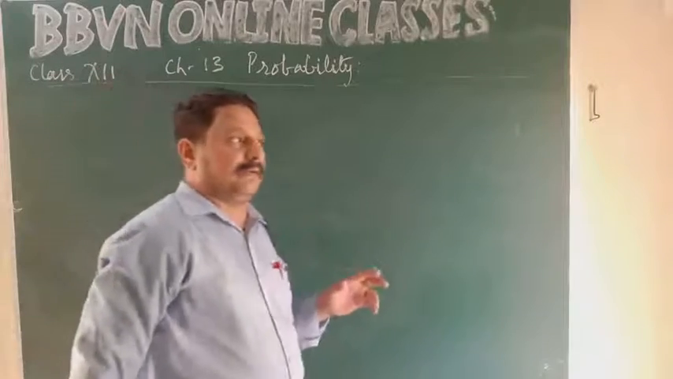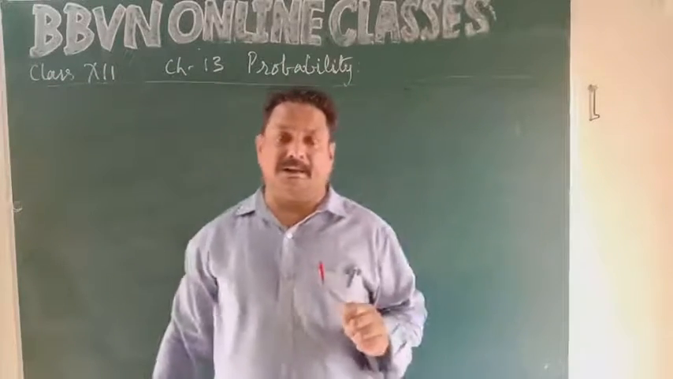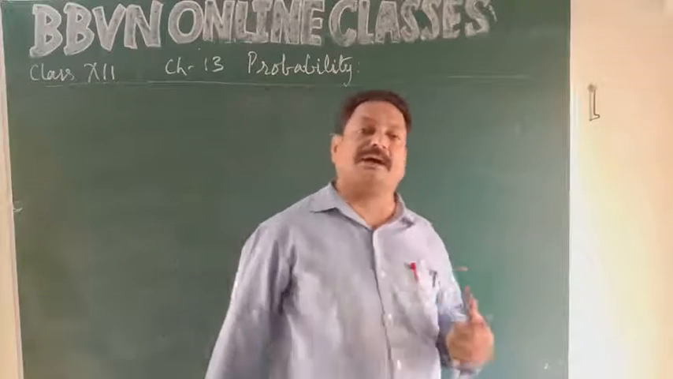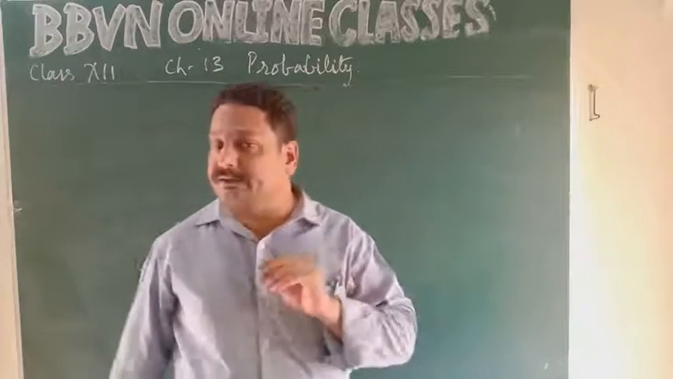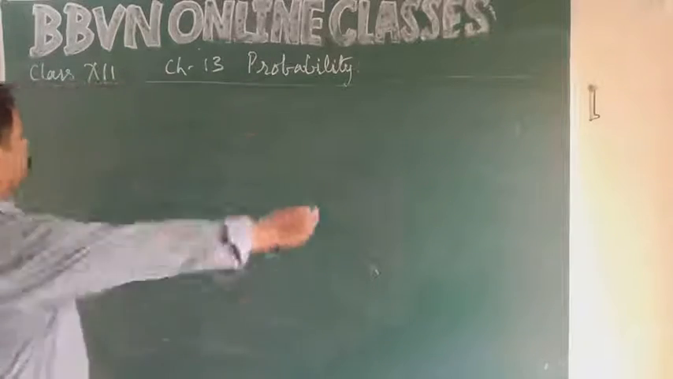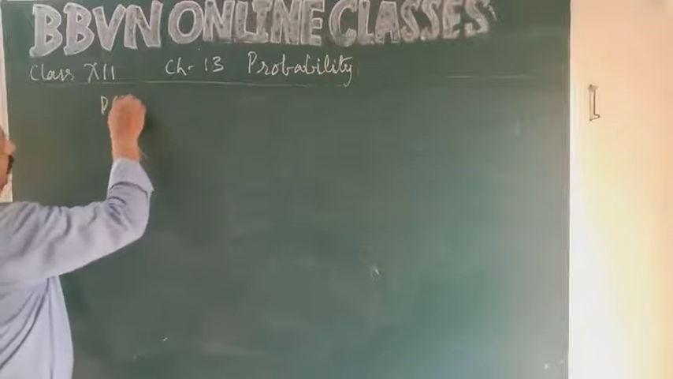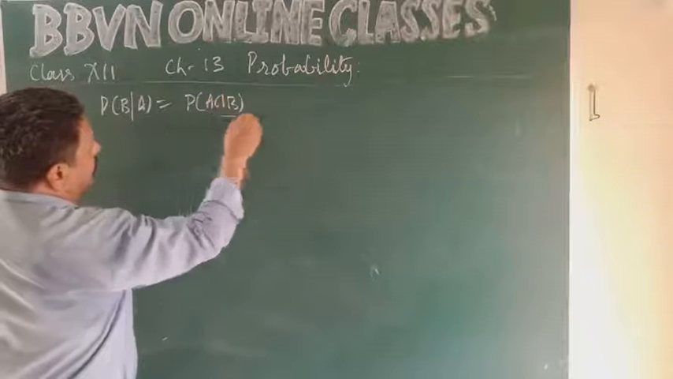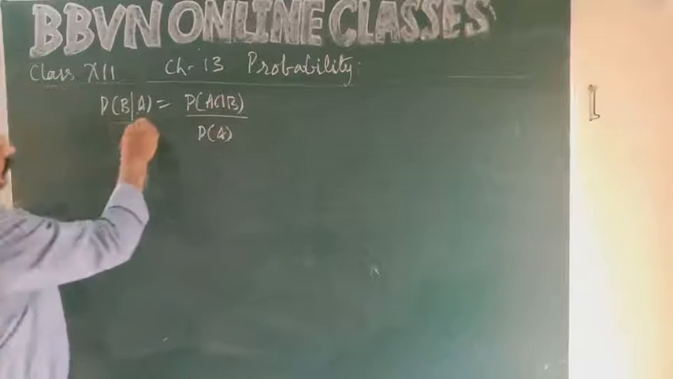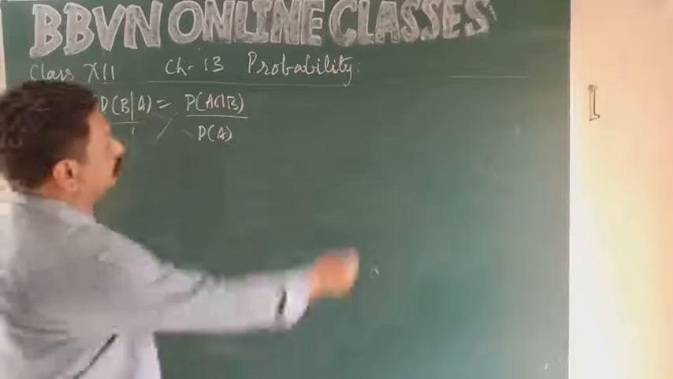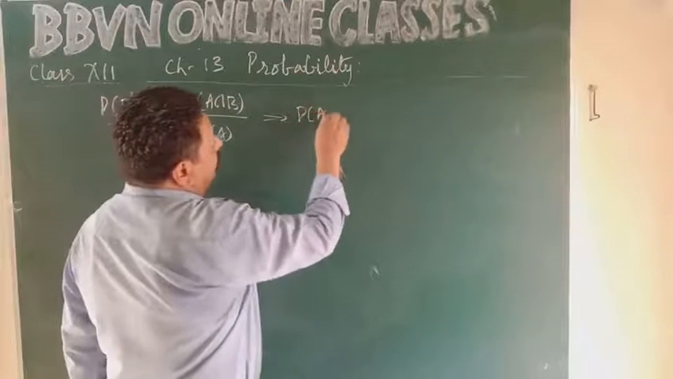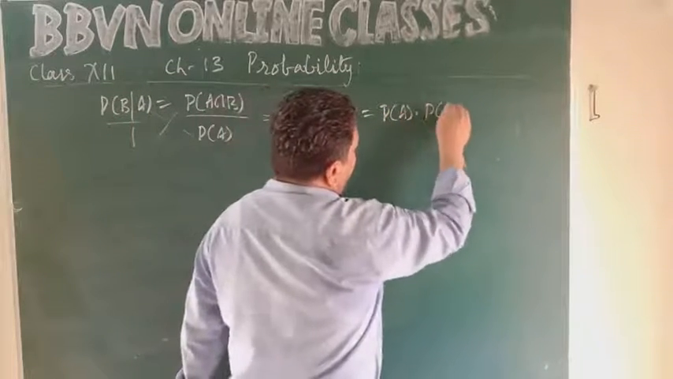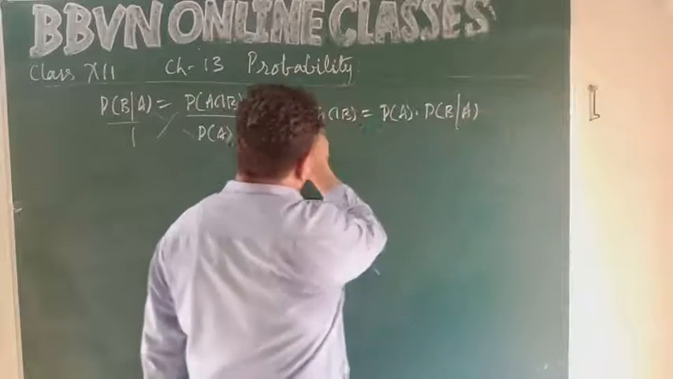So in conditional probability, we can say out of these two events A and B, B is dependent. It depends upon the occurrence of A and A is independent. It doesn't depend on any other event. So the formula was probability of B after the occurrence of A is equal to probability of A intersection B upon probability of A. Now if I cross multiply, what do I get? Probability of A intersection B is equal to probability of A dot probability of B after the occurrence of A.